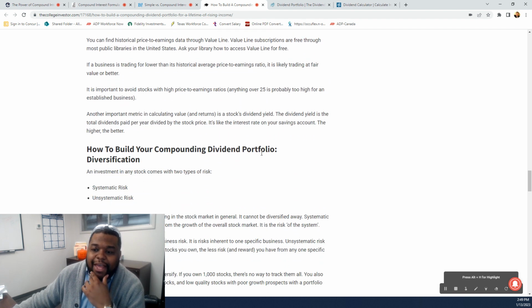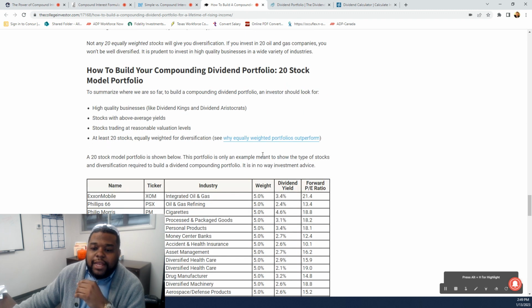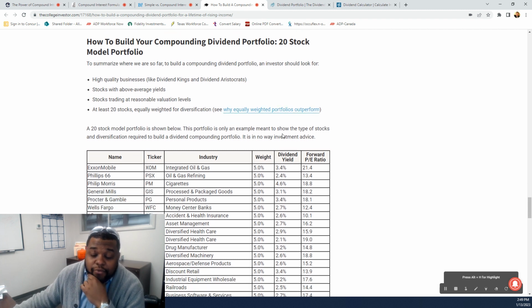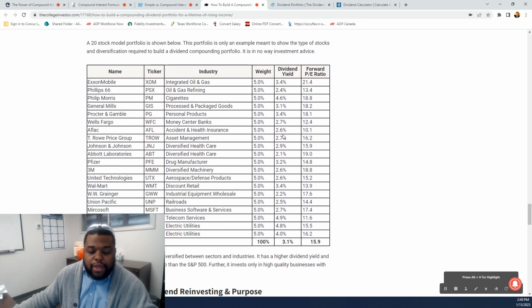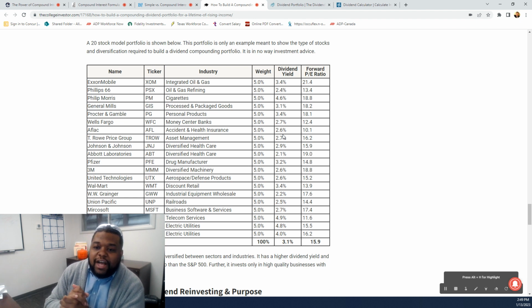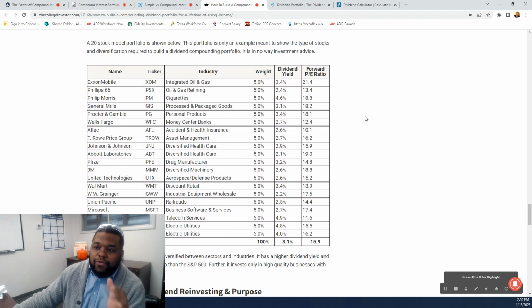So how do you build a compounding dividend portfolio? It's all about diversification. They say that the best way to build a dividend portfolio is to have roughly 15 to 20 stocks. Me, I have about 35 stocks, and this is just an example of a group of stocks that you can invest in. And right here, it shows the whole rule to diversify your portfolio. So you see right here, this portfolio is pretty balanced.